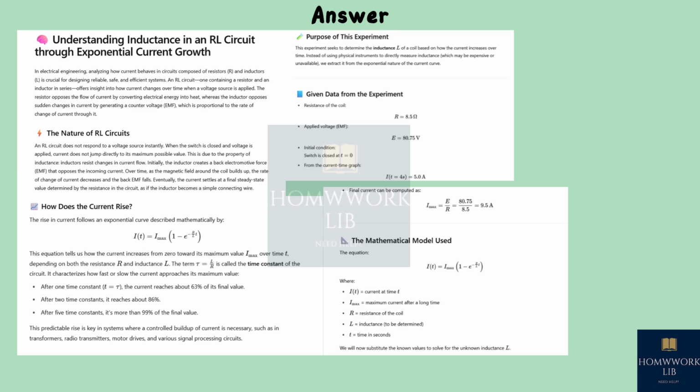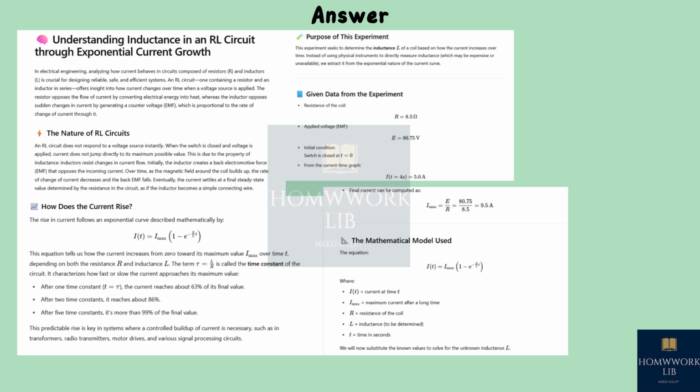Given data from the experiment: resistance of the coil, R equals 8.5 ohms; applied voltage EMF, E equals 80.75 V. Initial condition: switch is closed at t equals 0. From the current-time graph, I(t = 4 s) equals 5.0 A. Final current can be computed as I_max equals E over R equals 80.75 over 8.5 equals 9.5 A.